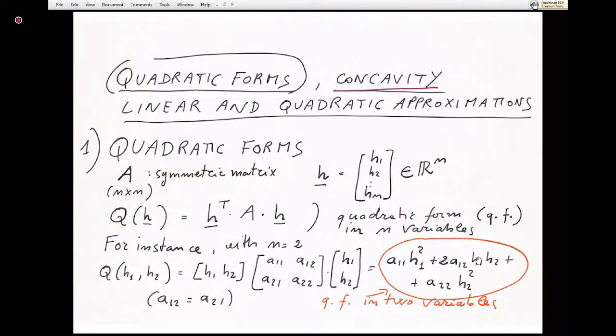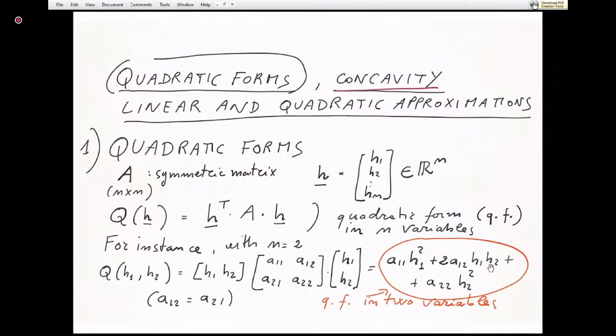The other one will depend on the product between H1 and H2 and on the coefficient A12. So an important question is identifying situations in which, whatever values you select for H1, H2, positive or negative, you always get a positive result here. Another question is the same, but you always get a negative result here. And then there are the other cases in which the result is not a priori known, but depends on the values that you select for H1 and H2.